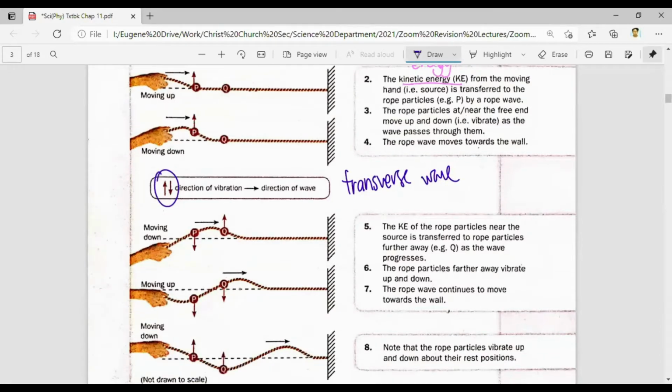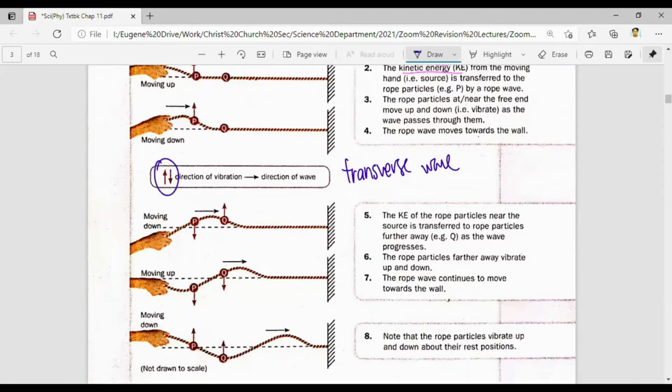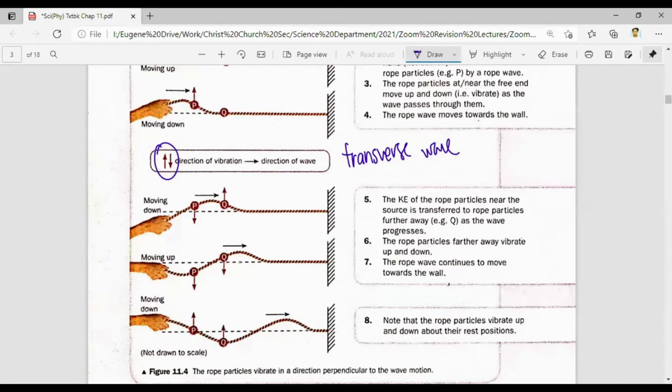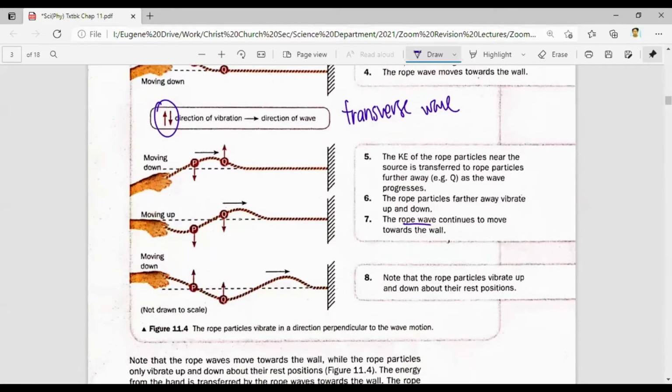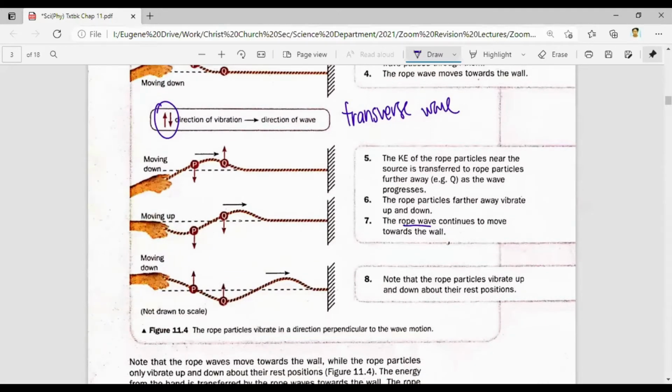Now, the KE of the rope particles near the source is transferred to the rope particles further away, for example Q, as it progresses. So the energy is being transferred slowly along the rope, and the rope wave continues to move towards the wall until it reaches the wall. At this point, the whole rope did not move forward. I say again, the whole rope did not move forward. It seems as though the rope is moving forward, but it's not. The rope is only moving up and down along this part over here.